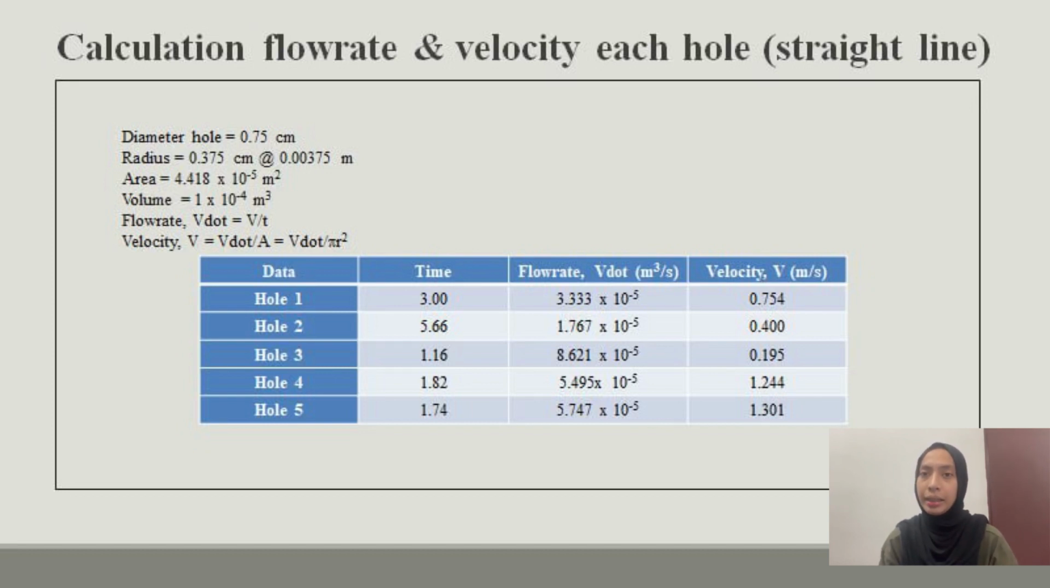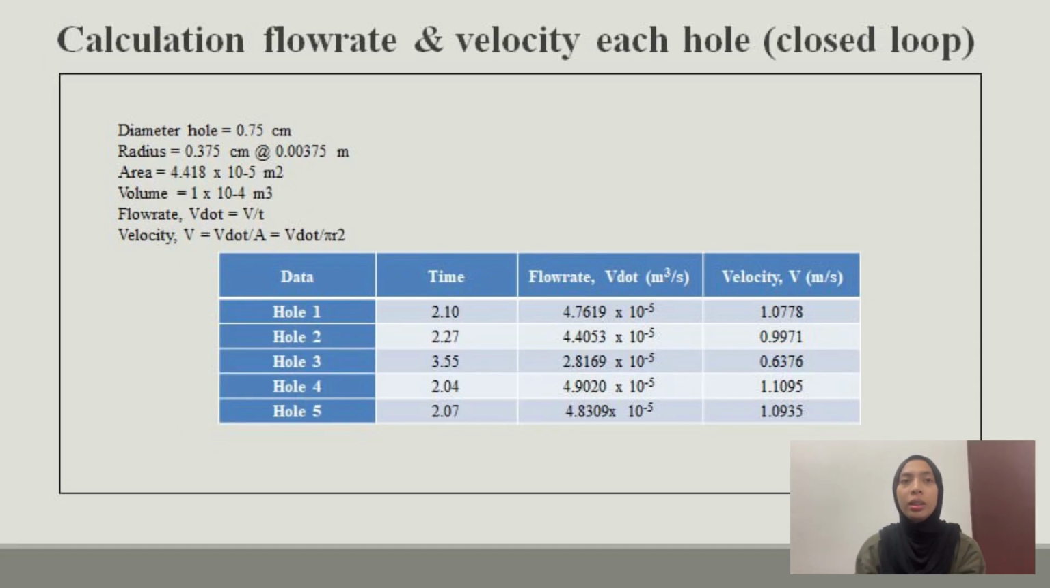1.301 meter per second. Okay, next, to calculate the flow rate and velocity for each hole for closed loop. The data for diameter of hole, radius, area, and volume is the same as the straight line. So the time taken for hole 1 is 2 seconds and 10 milliseconds. So the flow rate is 4.7619 times 10 to the power of negative 5 meter cube per second, and then the velocity is 1.0778 meter per second.